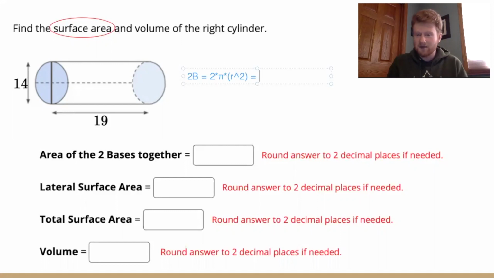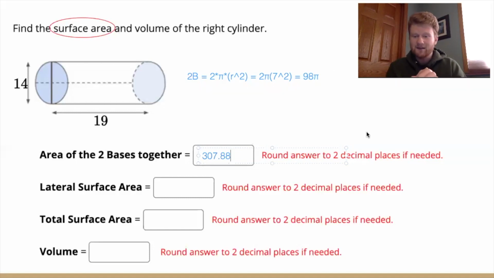And now all we need to do is plug in the numbers. But be very careful, in this diagram, I have not given you the radius. If you notice, this 14 right here is labeling this line, which goes all the way across the circle through the center, and that's the diameter. And if you remember, a diameter is just twice as long as the radius. So we want 7 for our radius. So we're going to get 2 pi times 7 squared. 7 squared is 49, times 2 is 98. So we're going to get 98 pi, which comes out to a grand total of 307.88. So that's the area of our two bases.